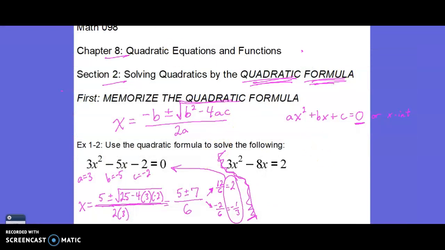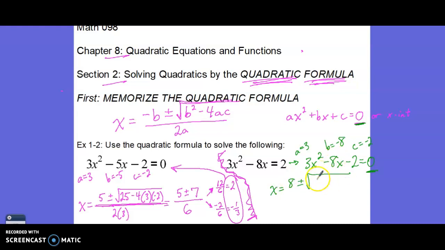As you notice the next one, it's very important that they have to be equal to 0 before you start labeling things. Because I've had students in the past say a equals 3, b equals negative 8, and c equals 2. Wrong. You have to rewrite it to equal 0, so then you can go through and say, okay, a equals 3, b equals negative 8, and c equals negative 2.